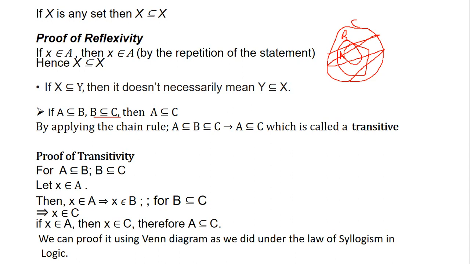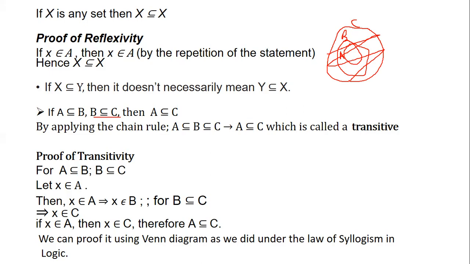So in logic, we call that property what? The law of syllogism. If it were logic, then you can say that this is a valid argument, because we are seeing A inside B and A inside C. So it becomes a valid argument.